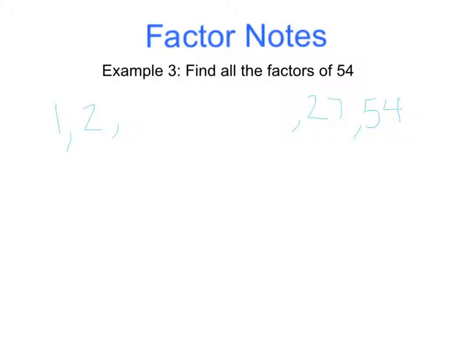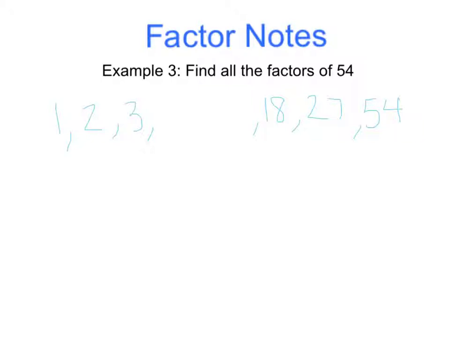Now let's try 3. If you do 54 divided by 3 on your calculator, make sure you're doing this with me. Type in 54 divided by 3 on your calculator. Do you get a regular number with no decimal point? You do. So that means 3 is also a factor, and its pair is 18. Let's try 4. Type in 54 divided by 4 on your calculator. Do you get a regular number with no decimal point? No, you get a number with a decimal point, so it is not a factor of 54.